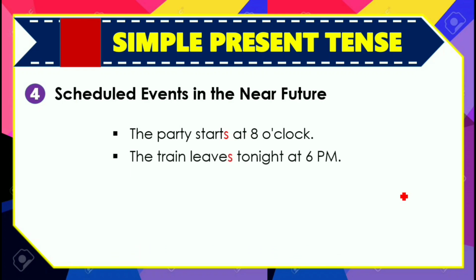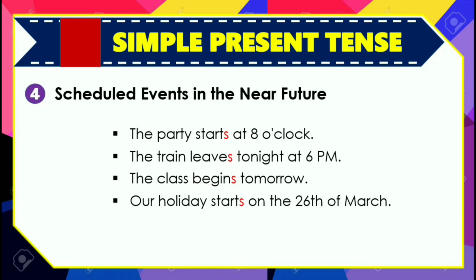Another example is the train leaves tonight at 6 p.m. Or you can also say the class begins tomorrow. Another example is our holiday starts on the 26th of March. So these are scheduled events in the future. So again, it is possible for us to use the simple present tense of the verb instead of future tense.